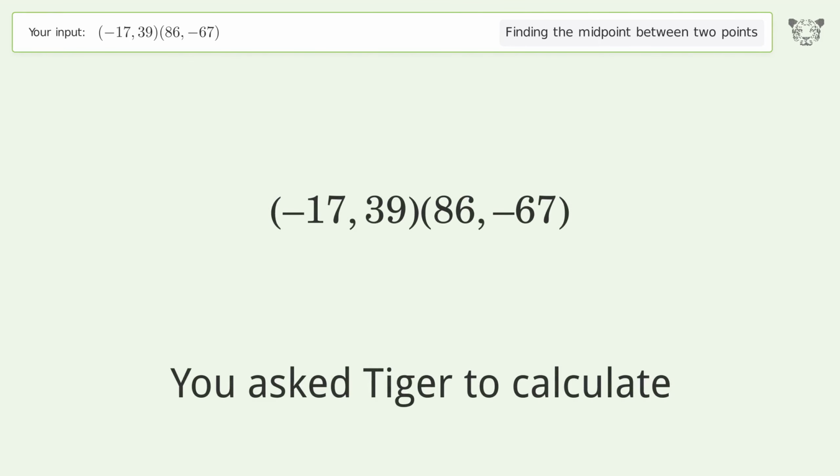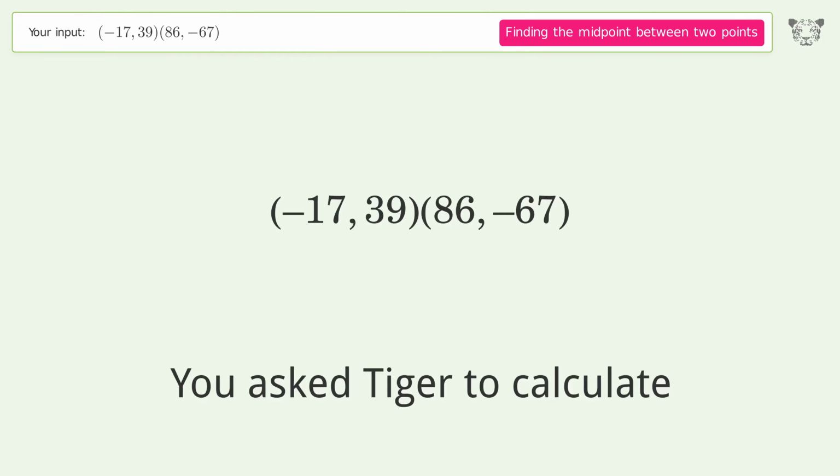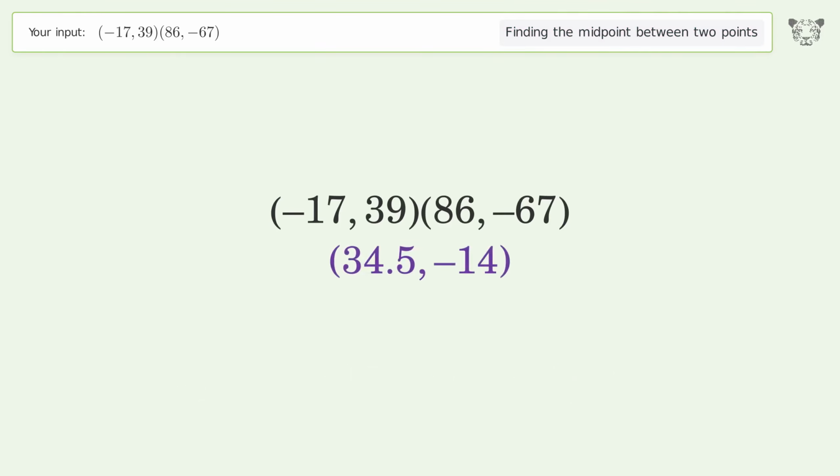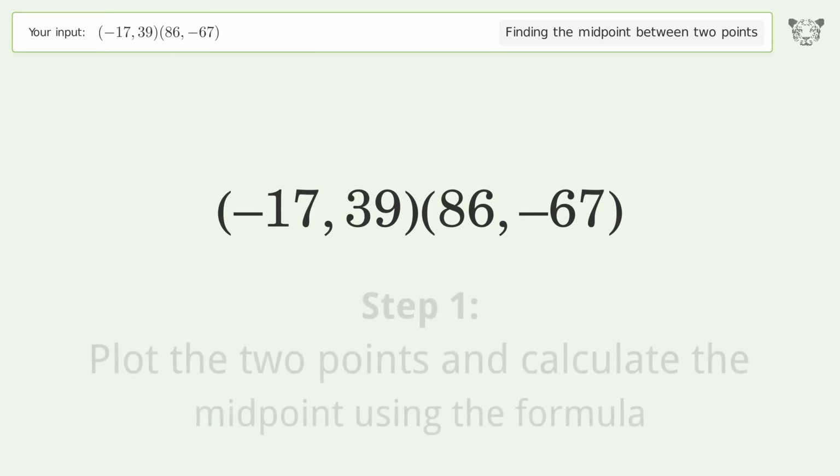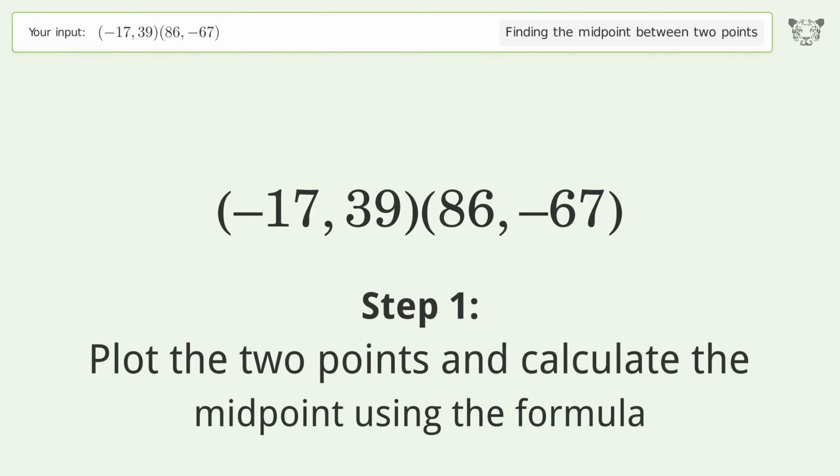You ask Tiger to calculate. This deals with finding the midpoint between 2 points. The midpoint between the 2 points is 34.5, -14. Let's solve it step by step. Plot the 2 points and calculate the midpoint using the formula.